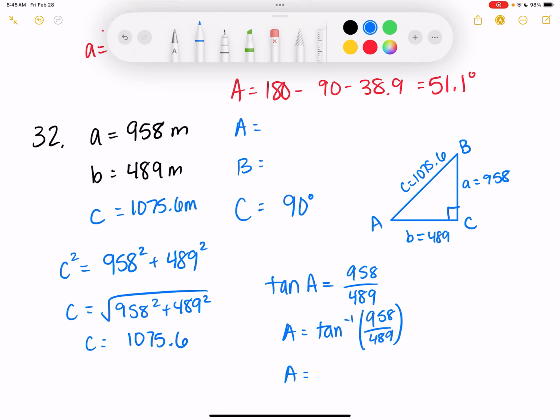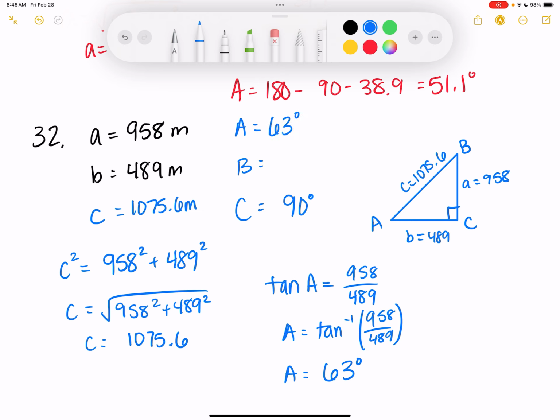So second tangent would give me the inverse, 958. I have to keep making sure I write it right because I keep trying to write 985 instead of 958, over 489, which gives me 62.95. So that's going to round up, so I'm just going to call that 63 degrees in this case, since it would just be 0.0 with the rounding. So 63 degrees.